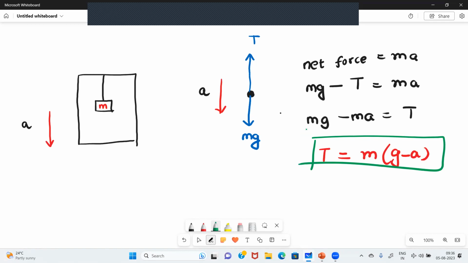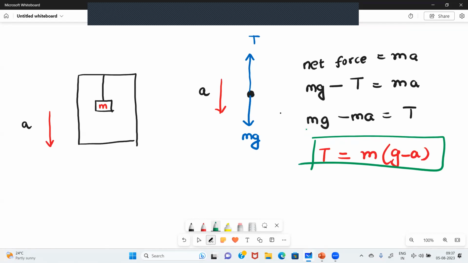Sit down. What is acceleration? Yes, acceleration will be G. Very good. Give a round of applause. So the acceleration will be G. So if you substitute A as G, what is G minus G? No, what is G minus G? A is also G, 0. So the tension will be 0. That means the bulb will feel weightlessness.